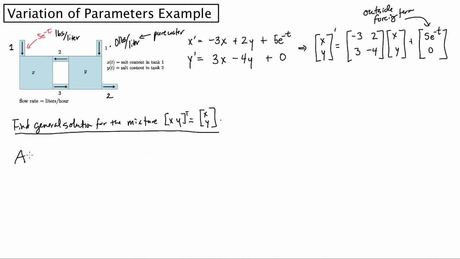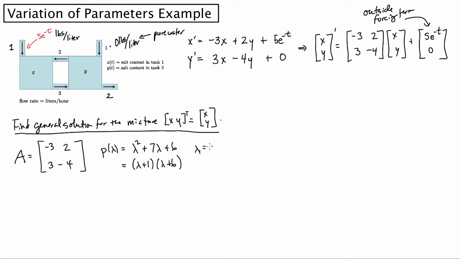If my matrix A is -3, 2, 3, and -4, then my characteristic polynomial is lambda squared minus the trace. The trace here is -7, so it's +7. And the determinant here is 12 minus 6, so it's +6. So we've got (lambda + 1)(lambda + 6), which means that my eigenvalues are -1 and -6.